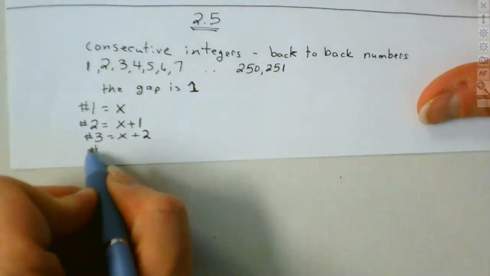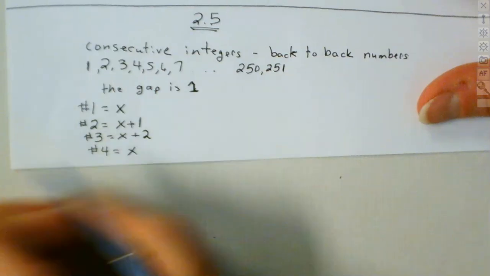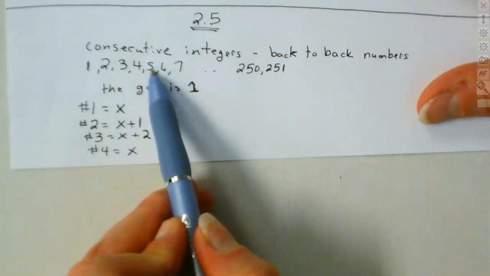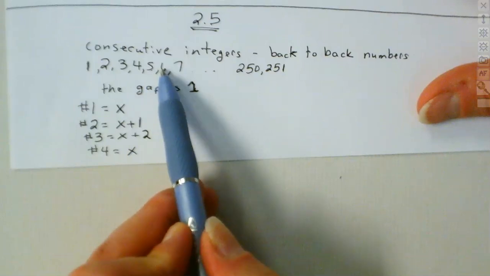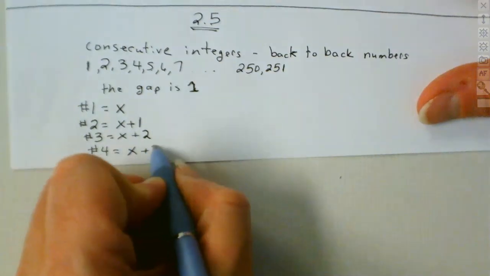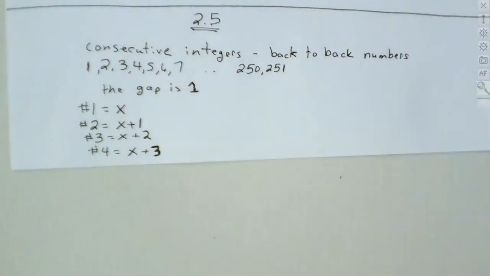And if I need the fourth number, that would be if I'm at 5, how do I get to 6? I still add what? Another one. So that would be x plus what? 3. See, I'm adding 1 every time. So the first one I always call x. Second one is x plus 1. Third one is x plus 2. Fourth one is x plus 3. Fifth one would be x plus 4, and so on. So you're adding 1 every time because that gap between the integers is 1.